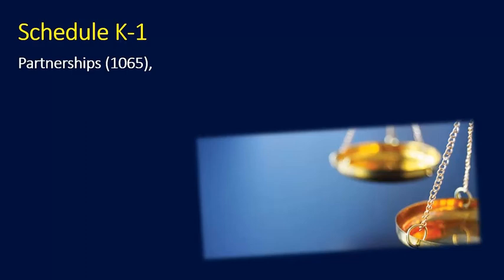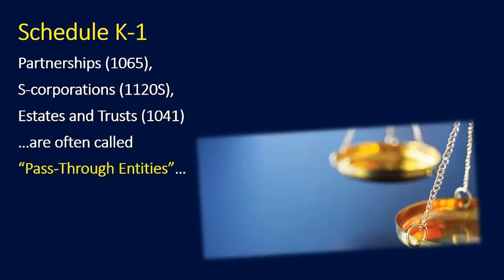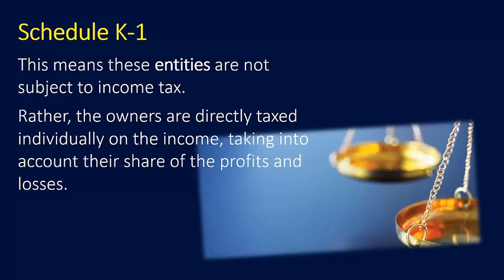Now, as we said, Schedule K1s come from partnerships, S corporations, estates, and trusts. These entities are also called pass-through entities. In other words, the income passes through the entity to the individual taxpayer. These entities aren't subject to income tax. Rather, the owners are directly taxed individually on the income, taking into account their share of the profits and losses.